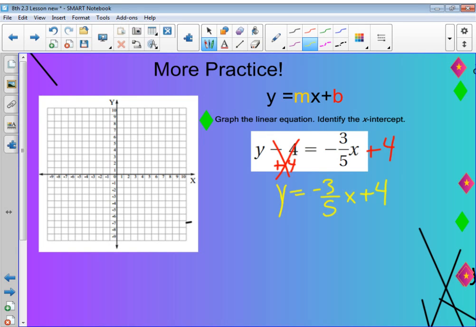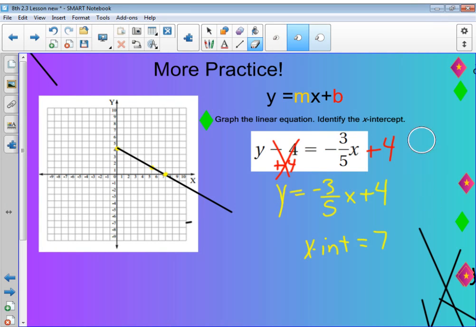Okay, so we go to +4, put our dot, and then we follow the slope. It's -3 over 5. So down 3: 1, 2, 3, over 5: 1, 2, 3, 4, 5. There's my other dot. And now I'll connect those and see where it crosses the x-axis. Okay, so when I look at that, it crosses the x-intercept right here. So that would be at +7. So our x-intercept equals 7.